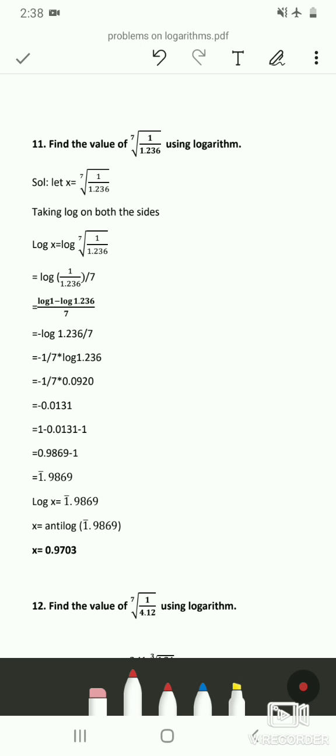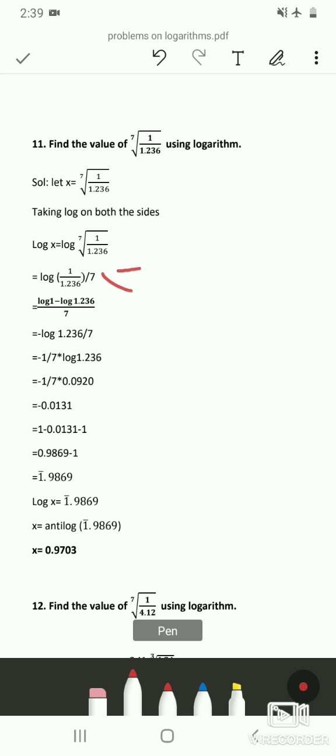So log x is equal to log of this term, and now we know by the law of logarithm that log of the nth root of m is equal to log m upon n. So here small n is 7 and m is 1 upon 1.236. So using that law, that is the fourth law of logarithm, we can rewrite this step as log of 1 upon 1.236, whole upon 7.